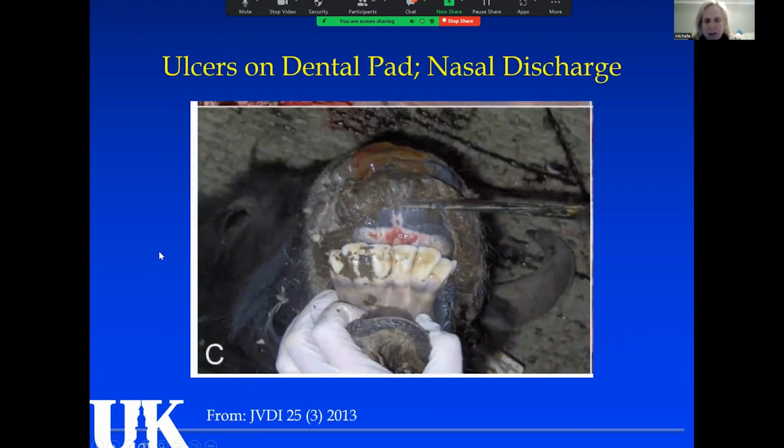So this is some pictures from that article. This one's dead. This is the adult yak. So you can see these oral erosions right there on the dental pad. And also look at that discharge from the nose. That's kind of bloody.